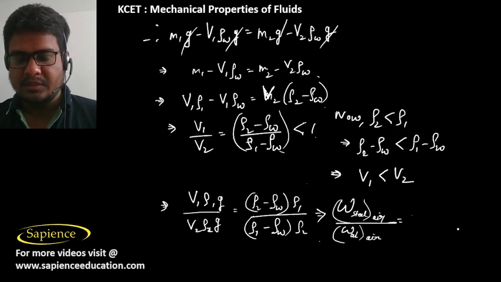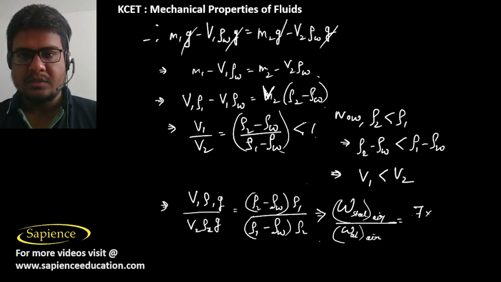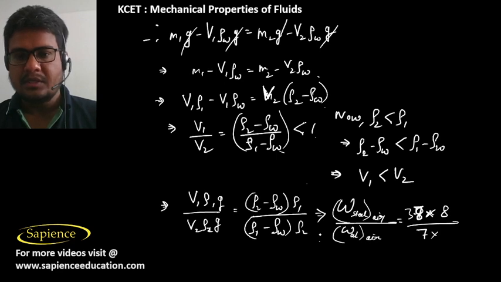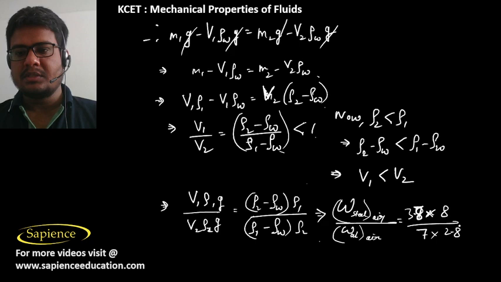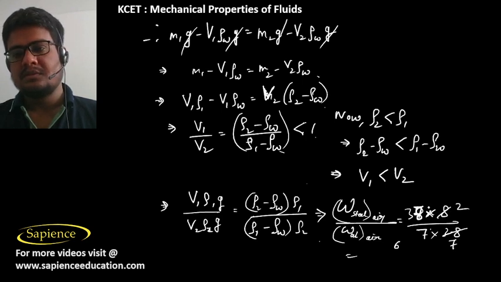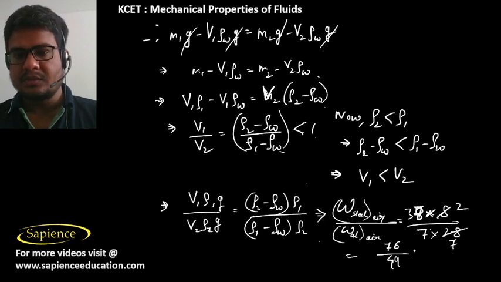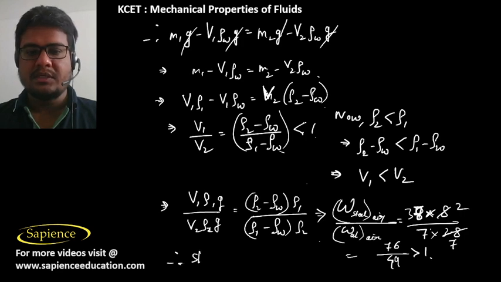So it is 8 gram per centimeter cube approx. So 8 minus 1 is 7 into rho 1, and the density of aluminium is 2.8, so 2.8 minus 1 is 1.8 into density of steel, that is 8, divided by 8 minus 1, that is 7, into density of aluminium, that is 2.8. So this will be approximately how much? Computing it, this is greater than 1. So therefore, obviously, the steel will weigh more.